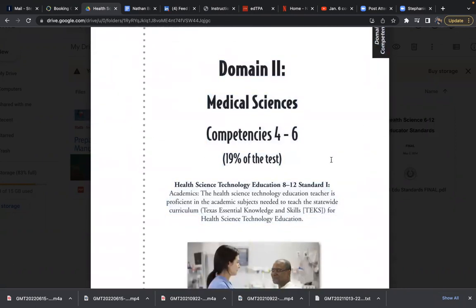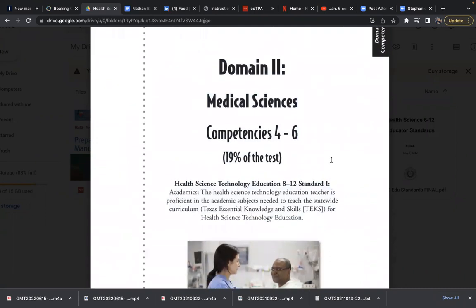Okay. Now we're on to the nitty gritty. Now we're at domain 2. And remember, domain 2 is also worth 19%. So domain 1 was worth 19%. Domain 2 is worth 19%. Collectively, they are worth 38%, and collectively, they are only on standard 1.